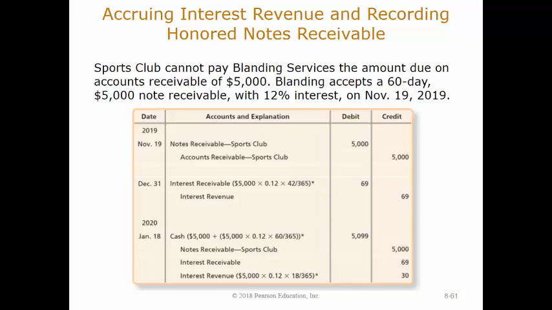On December 31, the note has been outstanding for 42 days. On that day, $69, which is $5,000 times 12% times 42 divided by 365 days, of interest revenue is accrued with a debit to interest receivable and a credit to interest revenue. 18 days later, on January 18th, the remaining $30 of interest revenue, which is calculated as $5,000 times 12% times 18 divided by 365 days, is accrued with a credit. $5,099 cash is received or debited, and the receivables are removed with credits.